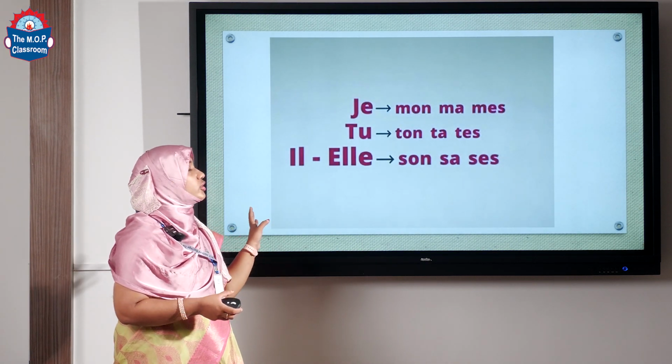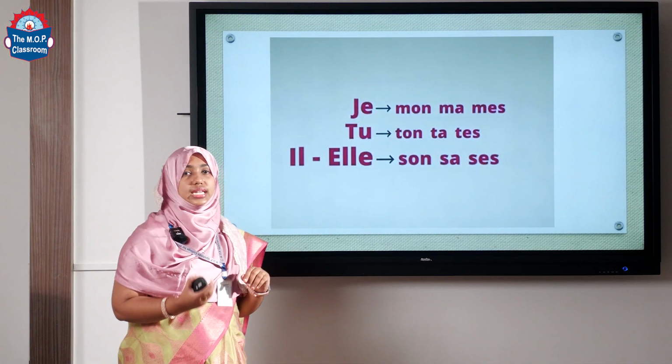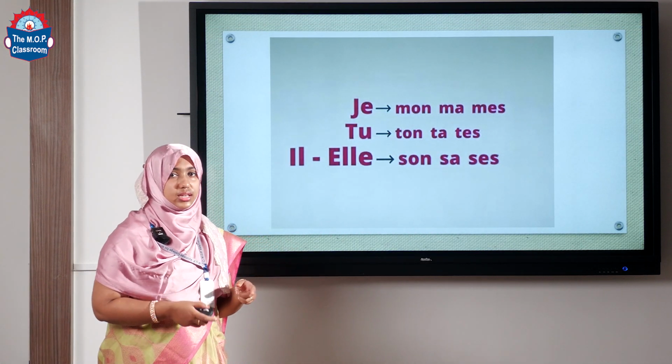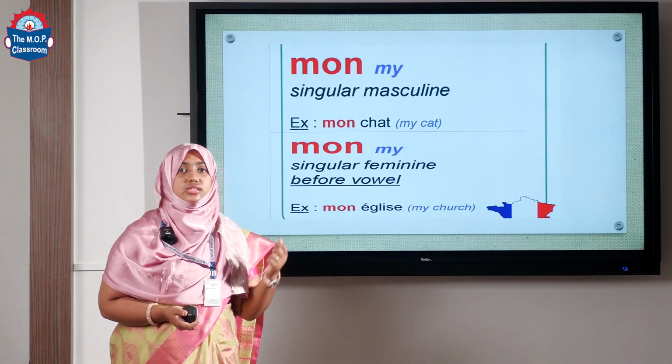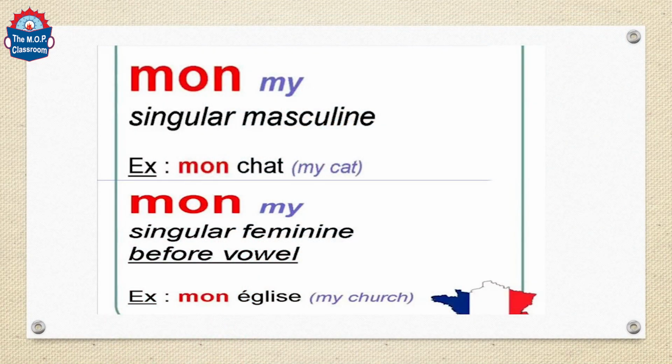So for the first person singular, for je, we have mon, ma, mes. For tu, ton, ta, tes. For il and elle, son, sa, ses. Now let's look into examples in detail. So we have mon, which is used for masculine singular.